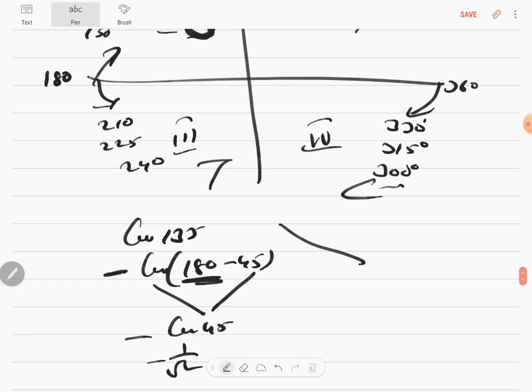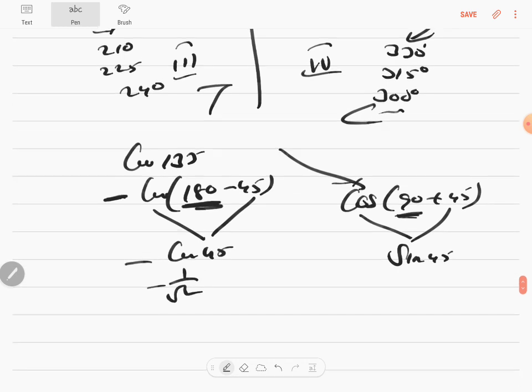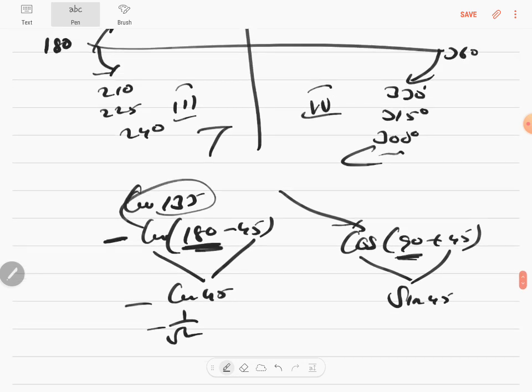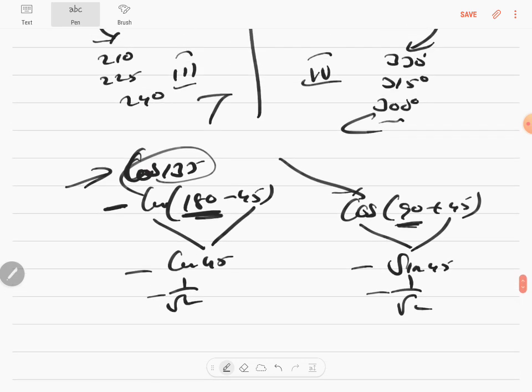The same thing could also have been written as cos of 90 plus 45. 90 is an odd integral, 1 into 90, so cos will become sin 45. And it is still the second quadrant, 135, where only sine is positive. The question is about cos. You should see the question, not the answer. So therefore minus 1 by root 2. Like that you should be able to write if they ask you what is cos 135, what is cos 240.